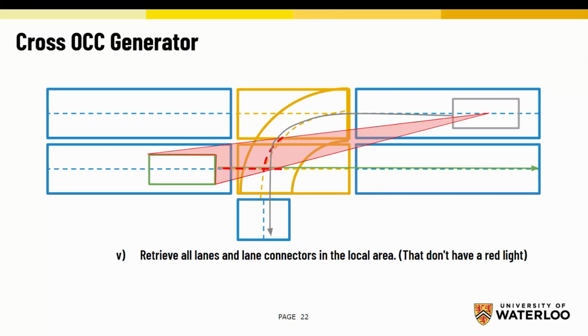Instead, we retrieve all the lanes and lane connectors in the local area that don't have a red light and prune them with the FOV polygon. We're only grabbing the areas inside that polygon.